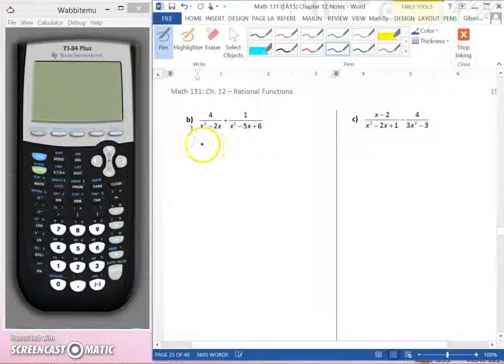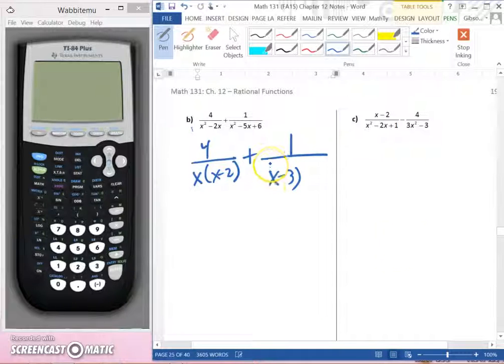So we would have 4 over. We could factor out an x here, and we add x minus 2. Plus, this would be 1 over. Now, x squared minus 5x plus 6 will give us x minus 3 and also x minus 2. Now, we've done factoring before, so that's why I didn't go through the whole process again.